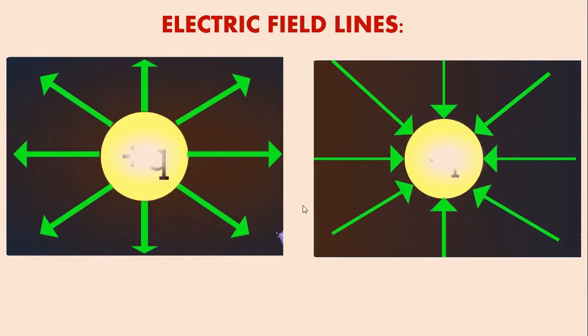Next we have the electric field lines. How can we represent them? In case of a positive source charge, the electric field lines always point away from it. Always keep this in mind, because the test charge that we have taken, Q naught, is positive in nature. So naturally a repulsive force will act on the test charge, so the electric field lines will point away from the source charge.